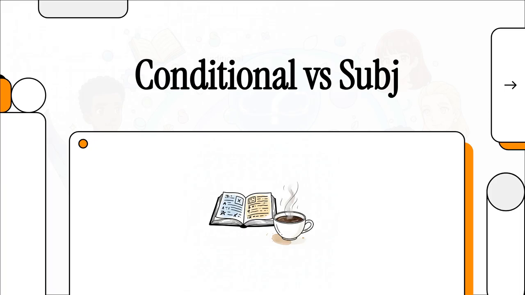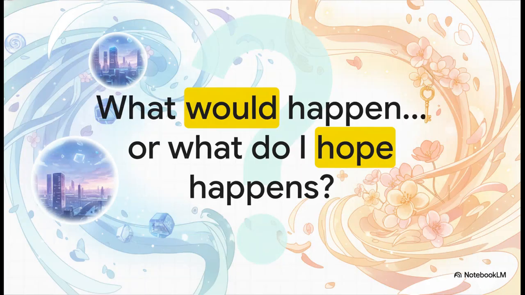They're sitting in a coffee shop, textbooks open, looking completely frustrated, trying to conquer the ultimate Spanish grammar showdown, the conditional versus the subjunctive. We're going to follow their conversation to build a quick, bulletproof guide to mastering these really tricky forms. So picture Leo. He's staring at his notes, he lets out this huge sigh and asks Maya the golden question. What would happen if, or what do I hope happens?